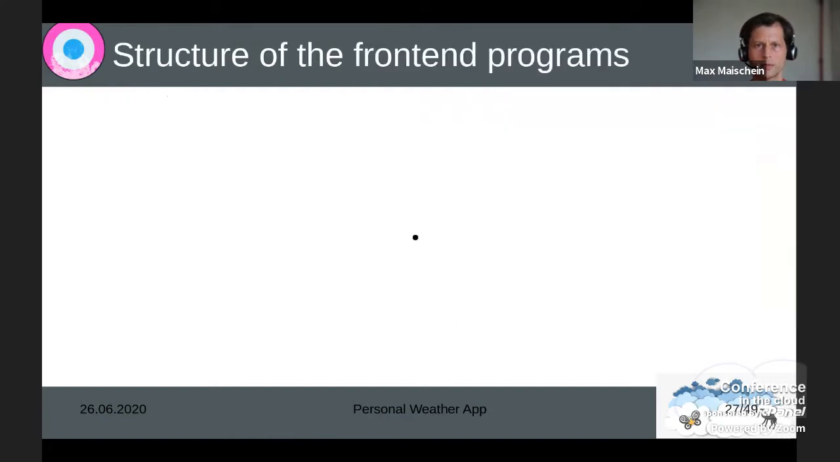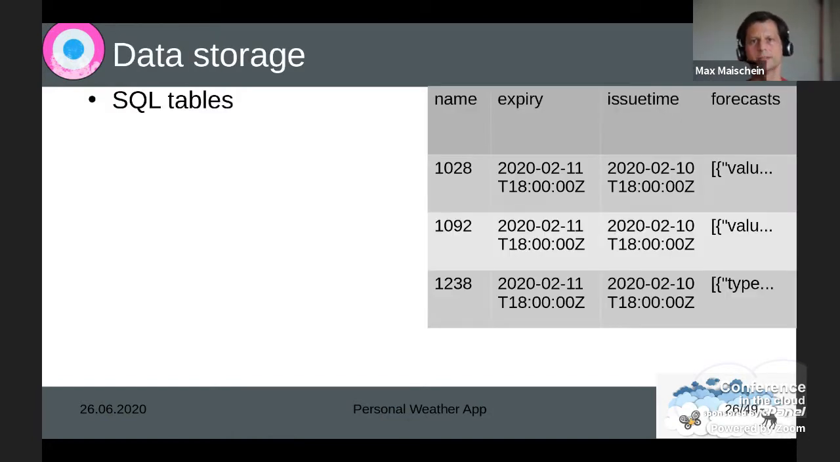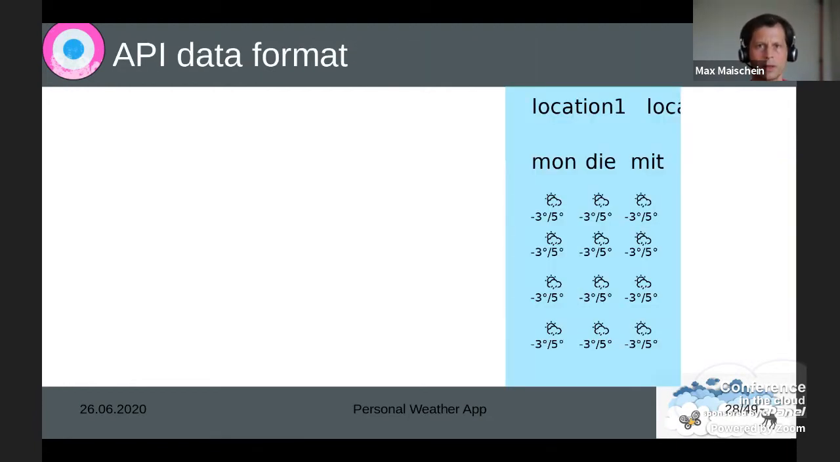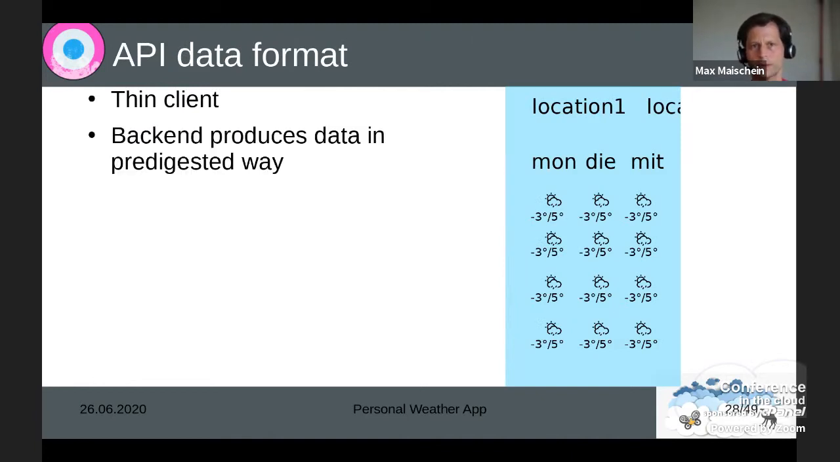Yeah, the data is stored pre-digested. And why do I store the data pre-digested? Because I want to keep my querying logic, or in general, the logic in the front-end programs, very simple. So yeah, let's look again at the API format. It allows, hopefully, I say, for a thin client, because the backend produces the data in a pre-digested way.